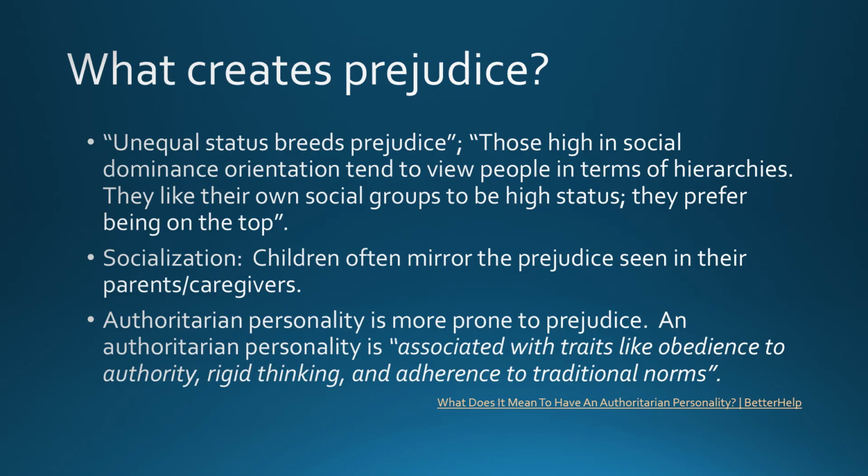And research has shown that authoritarian personalities tend to be more prone to prejudice. An authoritarian personality is someone who really likes structure and order. They think very rigidly, adhere to traditional norms. We discussed norms a little bit earlier. And research has shown, like I said, that they're more prone to being prejudiced.